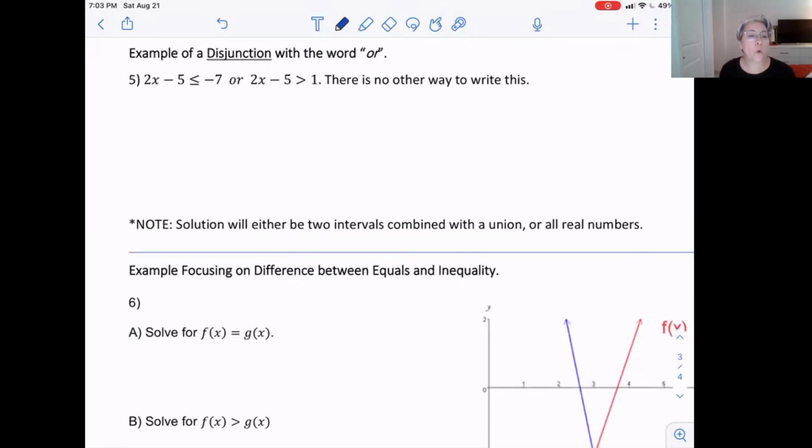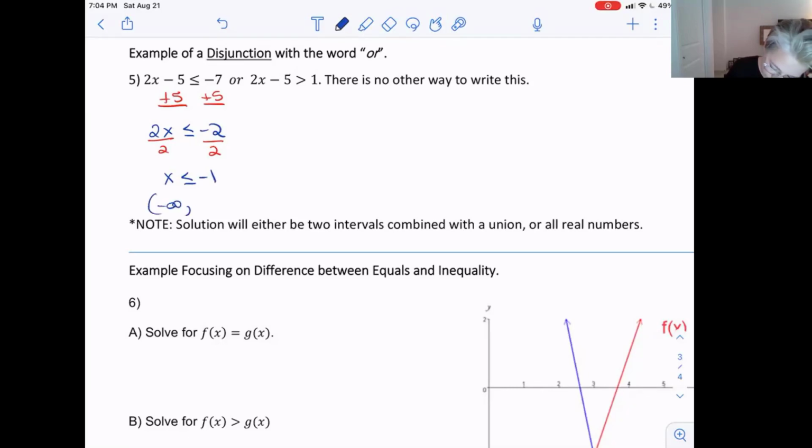When we use the word or, it's a disjunction, and there is no other way to write a disjunction. So in example 5, we have 2x minus 5 is less than or equal to -7, or 2x minus 5 is greater than 1. So we have to solve both of these separately. For the first inequality, we can add 5 to both sides. That would give us 2x less than or equal to -2. Then divide both sides by the coefficient of 2, and we get x is less than or equal to -1.